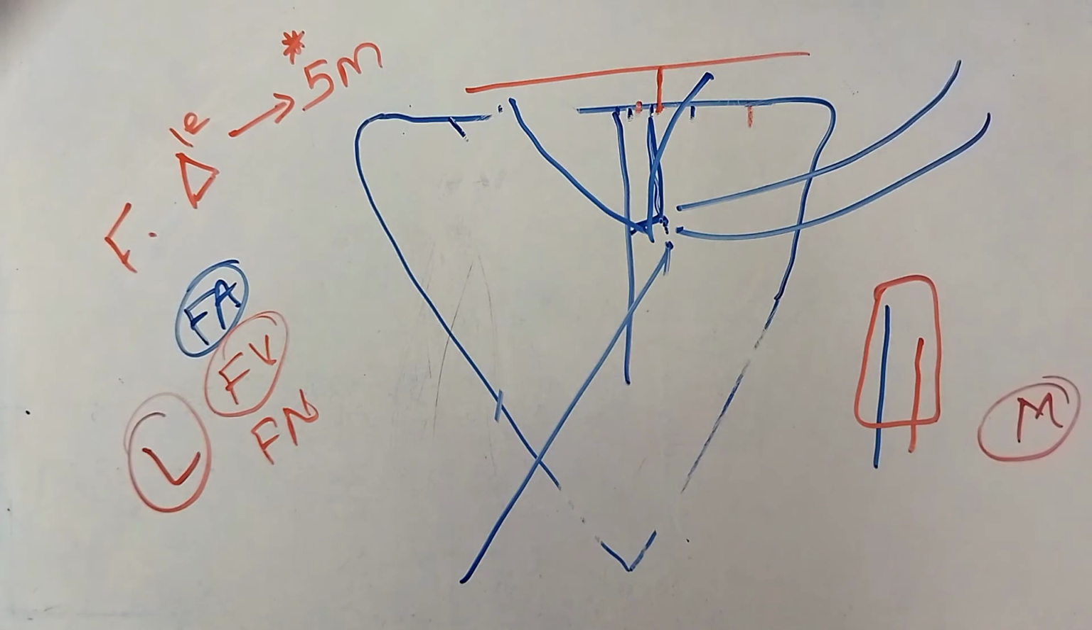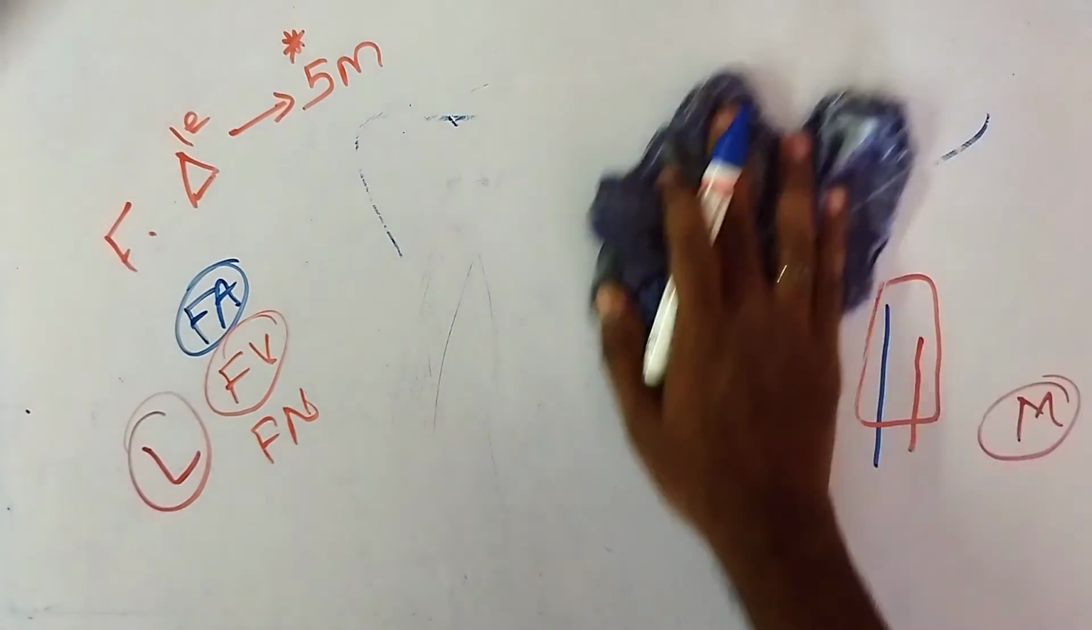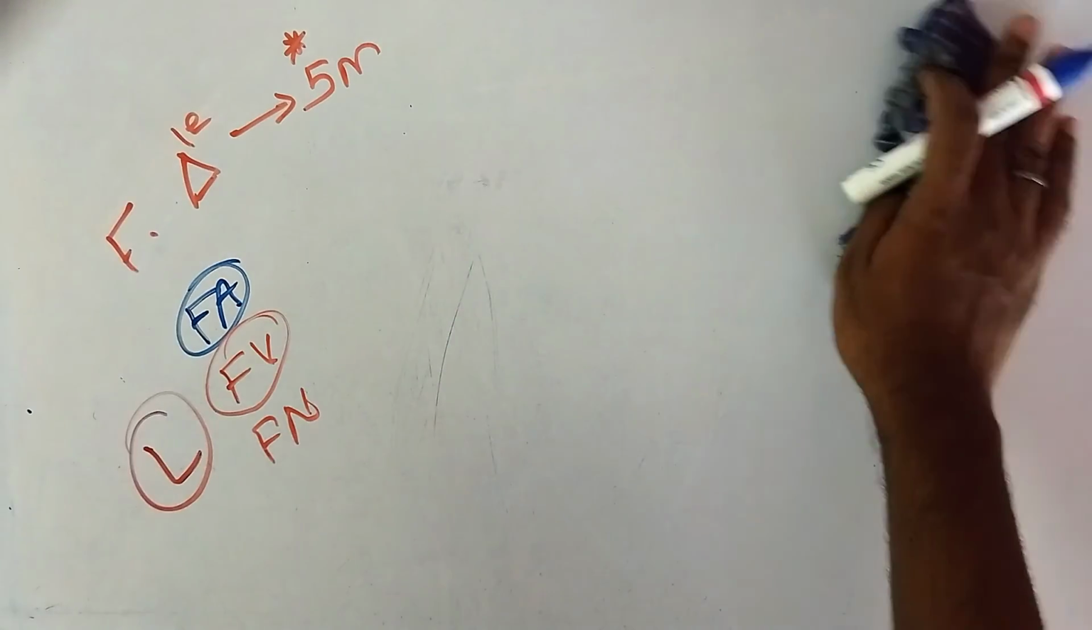Okay, I repeat again: the nerve to pectineus, the femoral branch of genitofemoral nerve, lateral cutaneous nerve of thigh, as well as deep inguinal lymph nodes. Femoral sheath, femoral artery, femoral nerve, and femoral vein. These are the contents present in this femoral triangle.